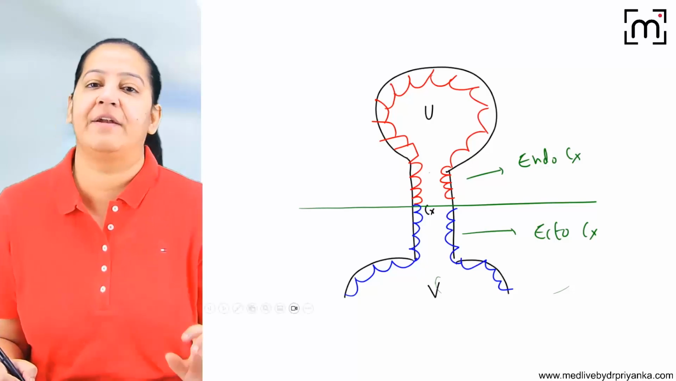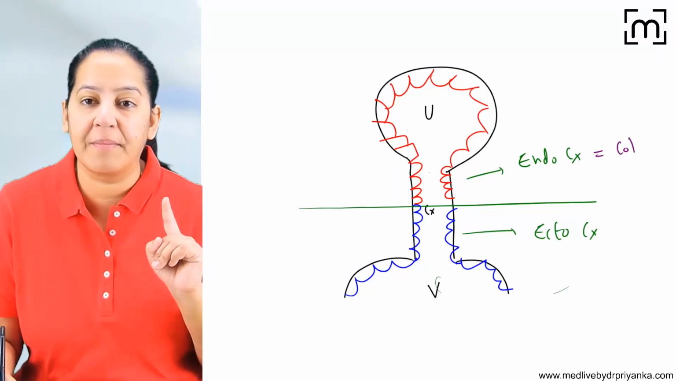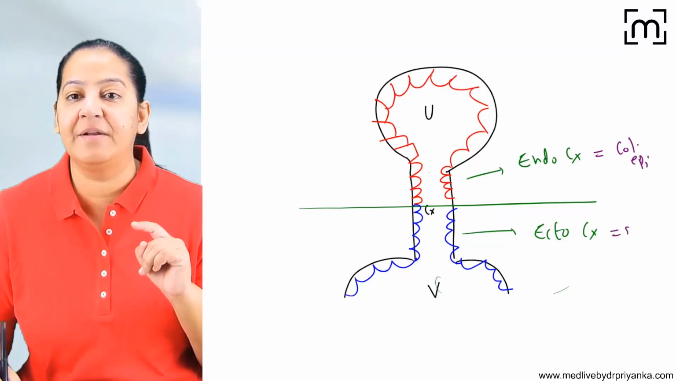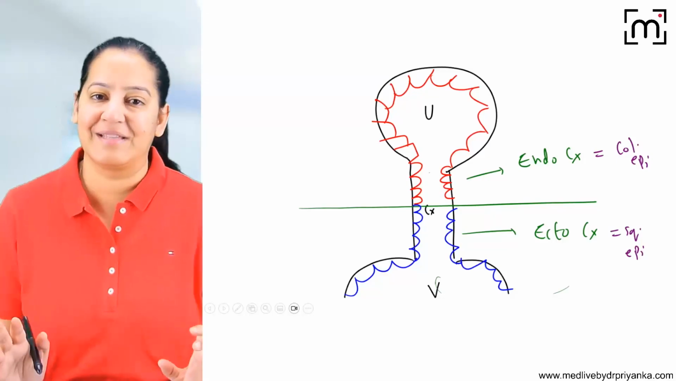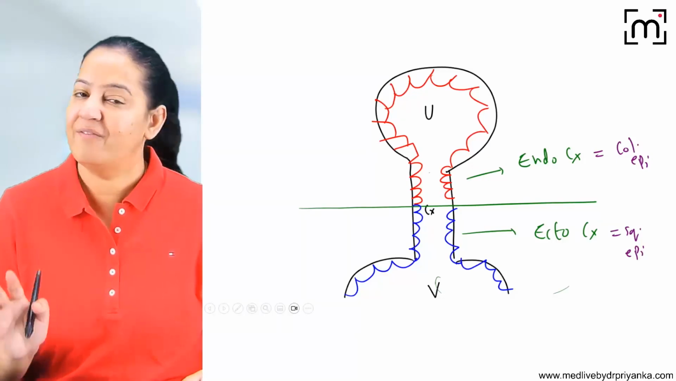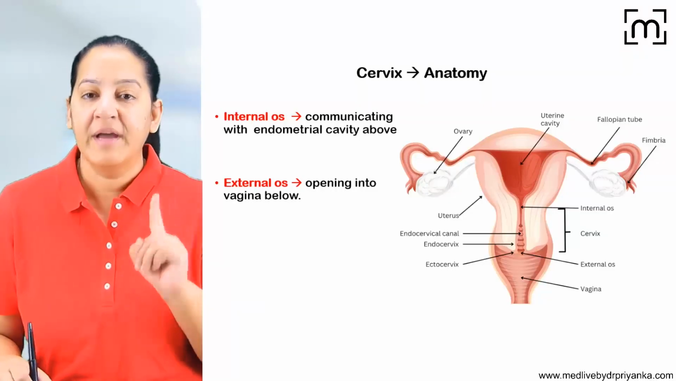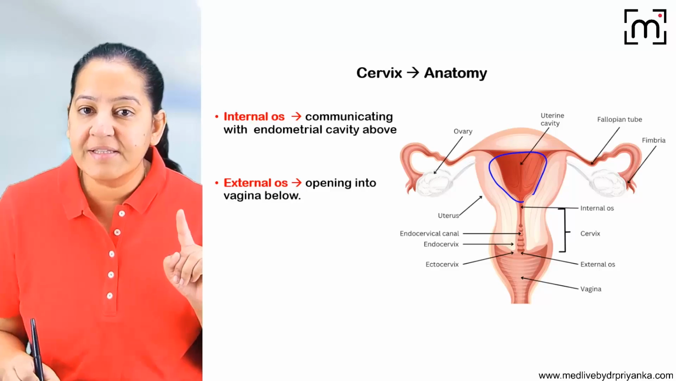So we have the ectocervix and endocervix. The endocervix is lined by columnar epithelium, and the ectocervix is lined by squamous epithelium. We can see that. So this is the lining of the cervix. I guess you got the normal anatomy and normal histology. The same thing is written in front of you. Here in this diagram also, you can see this is the uterus and this is the vagina.